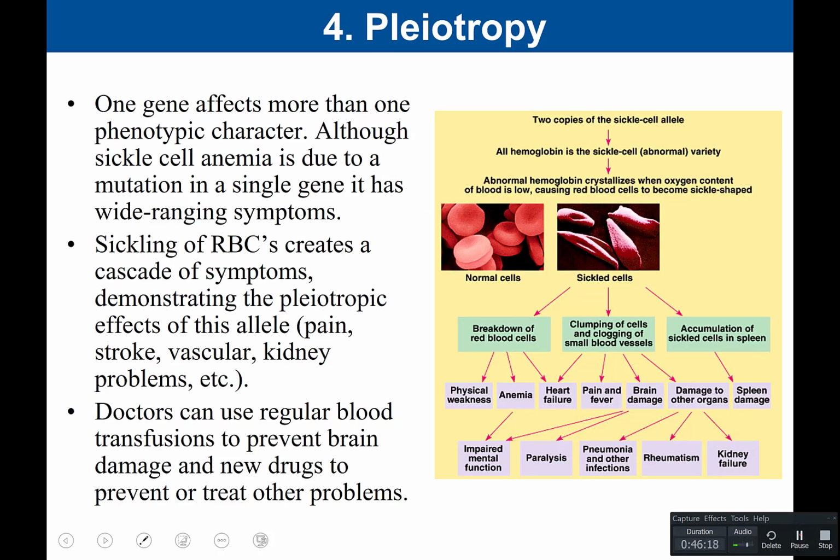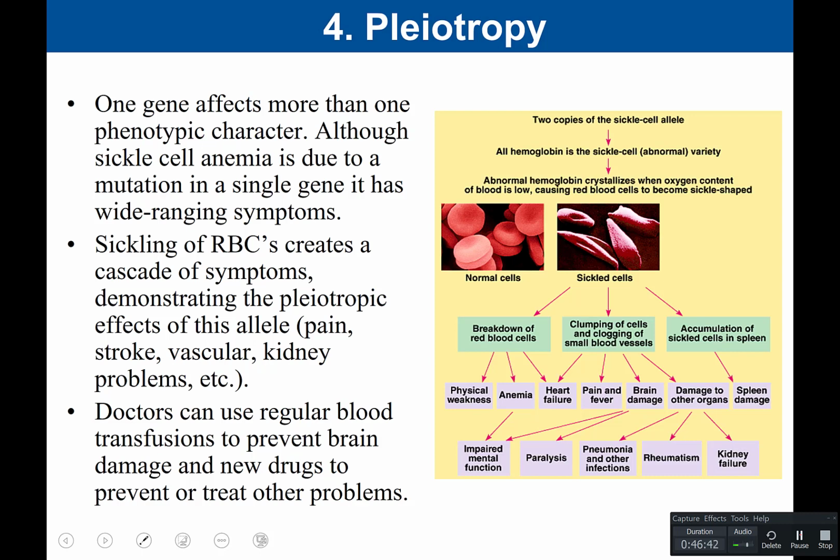So the next variation in Mendelian genetics is what's called pleiotropy. And that is where one gene affects more than one phenotypic characteristic. So there's not just one phenotype that comes out as a result of this one gene. So pleiotropy basically means one gene, many phenotypes.